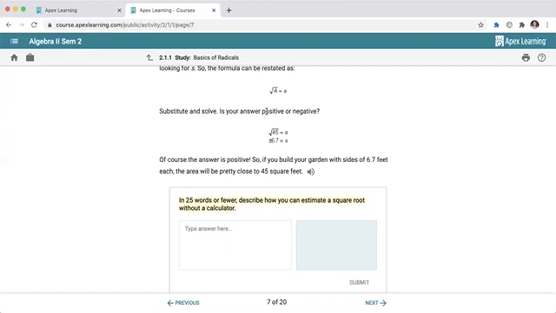And you can do the same thing. What's 5 squared? Well, 5 squared is 25. So I'm way closer to 7 than I am to 5. So I'm going to be 6 point something. What's the square root of 36? 6, right? So again, I'm between 6 and 7.